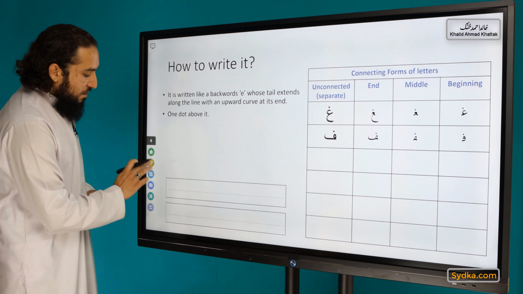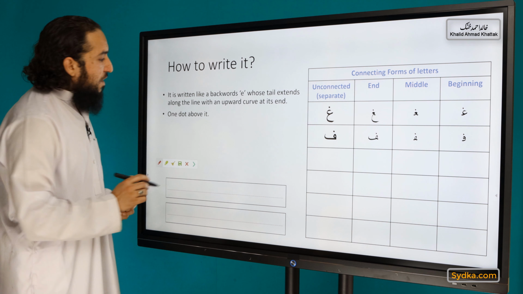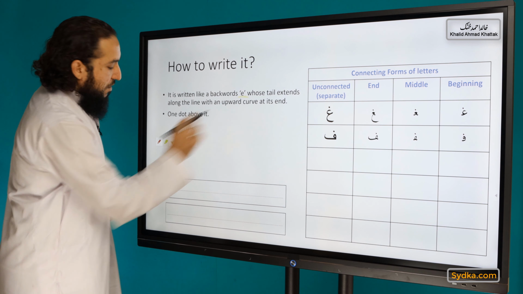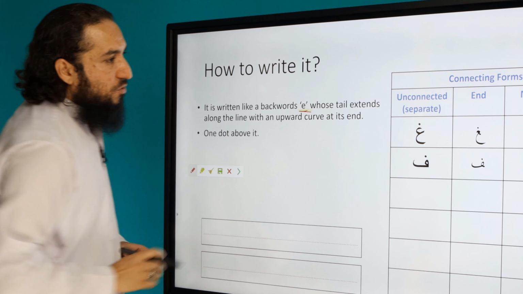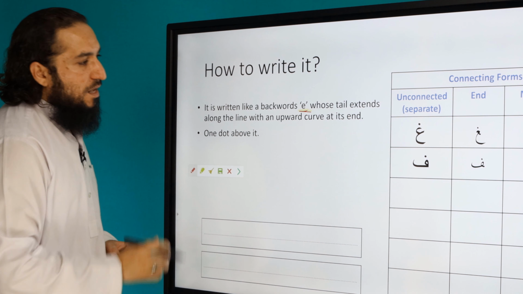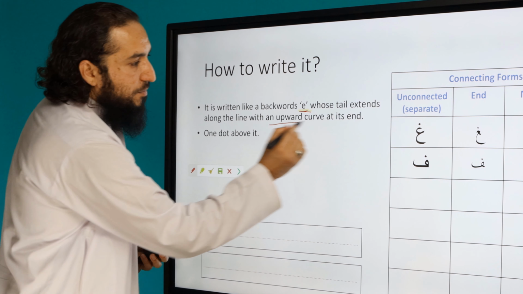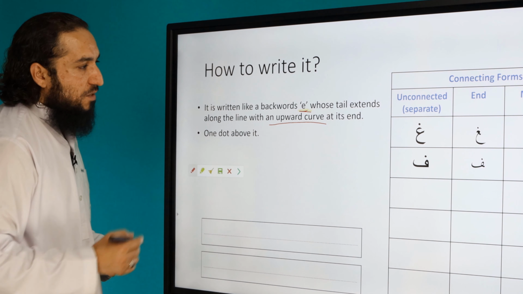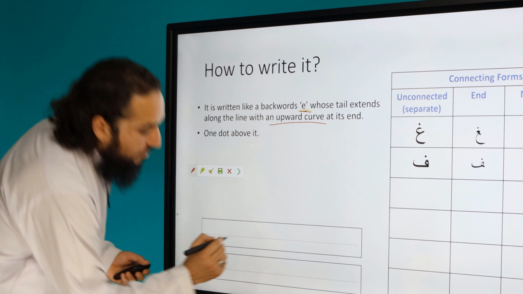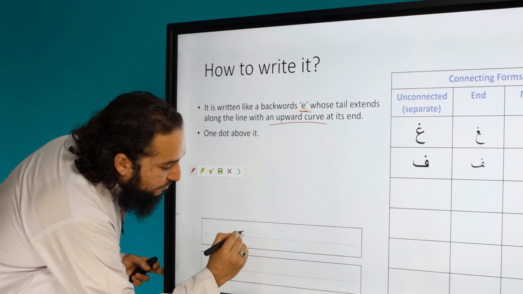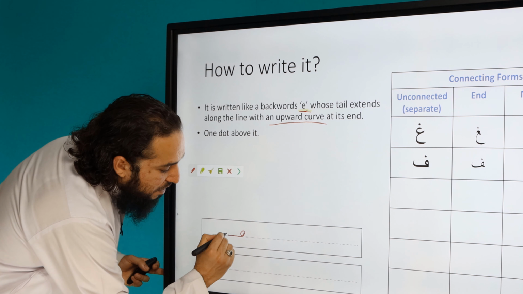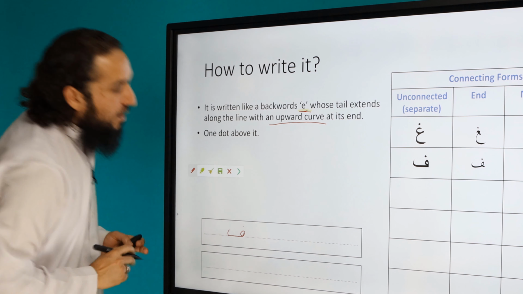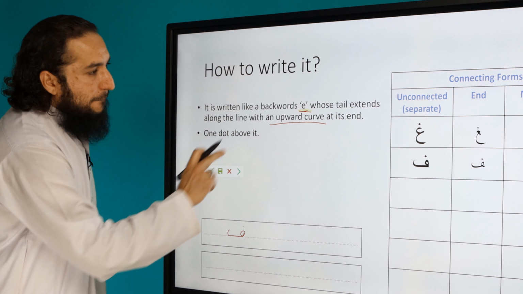How to write it? Let me explain that. It is written like a backward E, whose tail extends along the line with an upward curve at its end. Let me write it down. So it's like this, and it remains on the line, and at the end it extends, and we have one dot at the end.